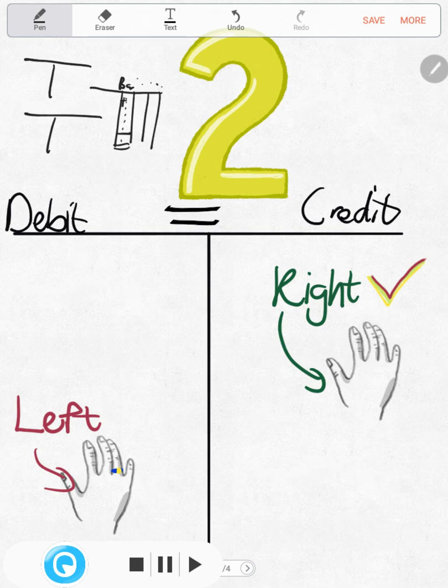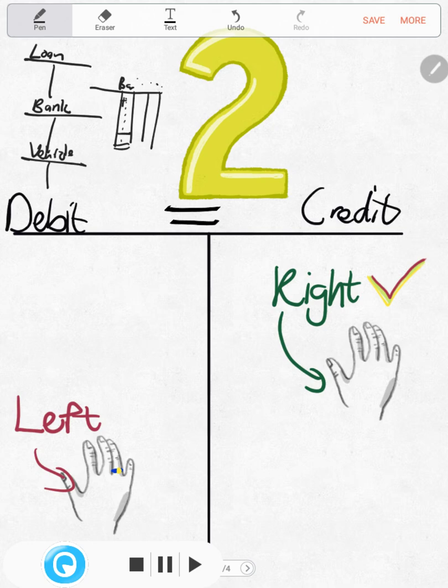Now the T account, for literally every asset, every liability, every income, every expense, every equity item, would have a separate T account in the general ledger. So for example, your bank, which represents your cash, will have its own T account. If you have a loan, it has its own T account. If you have a vehicle, you will have a separate T account for that, etc.